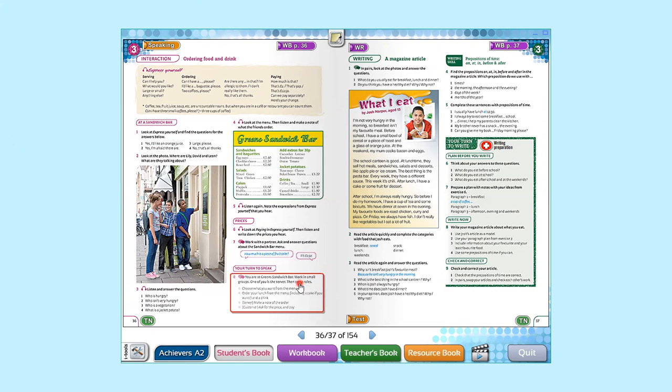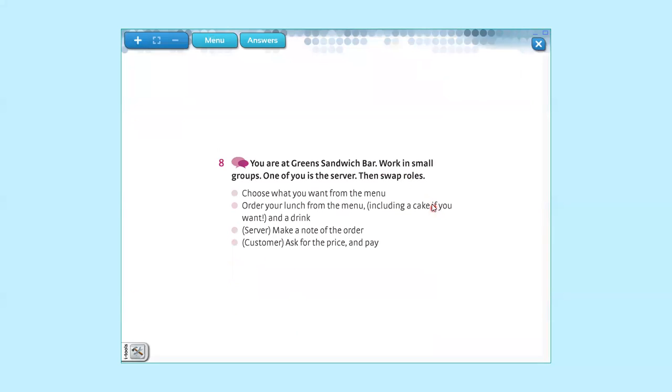Now, attention, what do you have to do in Flipgrid? This is the topic that you have. You are going to work in small groups, groups of 4, okay? You are going to order food. But in this case, you are going to work in Flipgrid, okay?